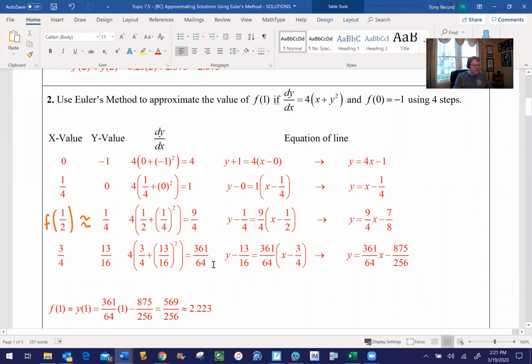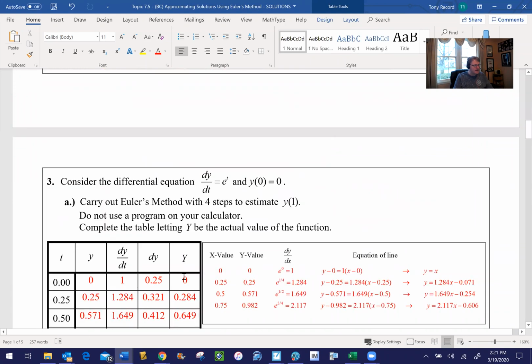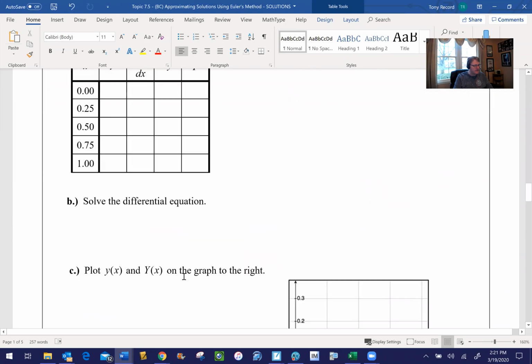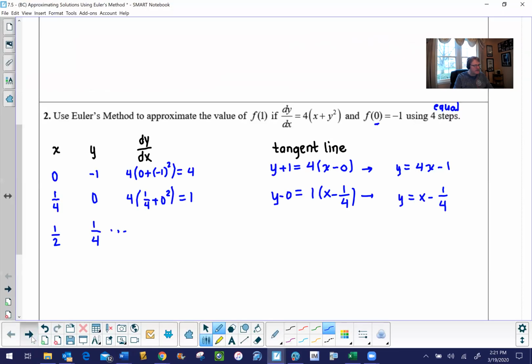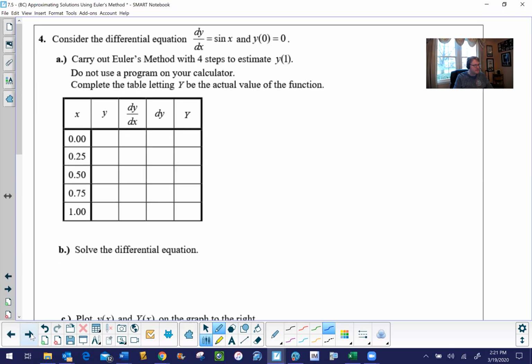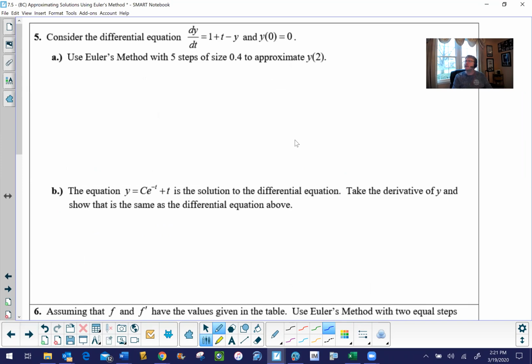All right. If we want to look at problem 5, I'm going to have to take another look here at the Smart document version of 5. That was the one that we're looking at, right? So it says, consider this differential equation. Y of 0 is 0. Use Euler's method with 5 steps. Are you kidding me? 5 steps.